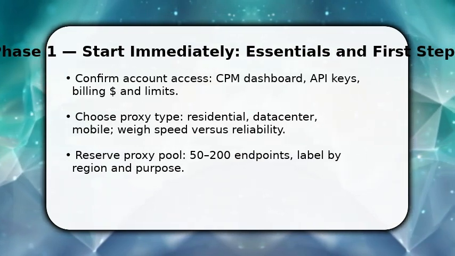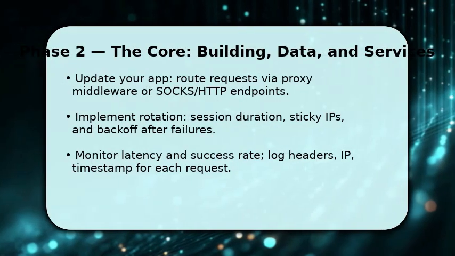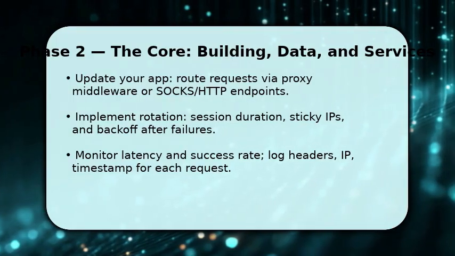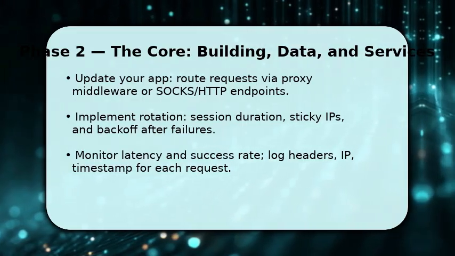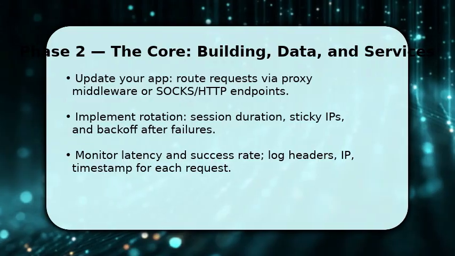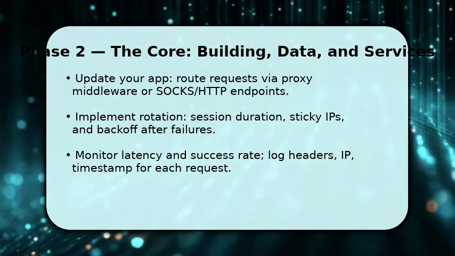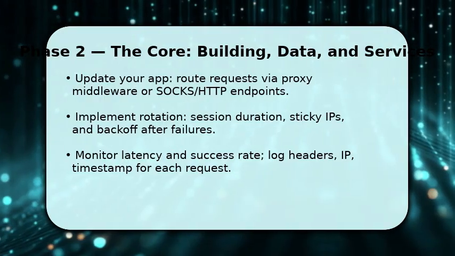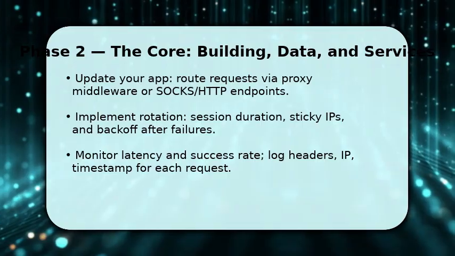Now you integrate proxies into your workflow. Reconfigure your app to route CPM requests through proxy middleware or direct SOCKS/HTTP endpoints and test a small batch. Then implement rotation logic, set session lifetimes, decide when to use sticky IPs, and apply exponential backoff after errors, because rotation reduces fingerprinting and IP bans. Make sure to instrument logging for latency, success rate, request headers, IP, and timestamp.